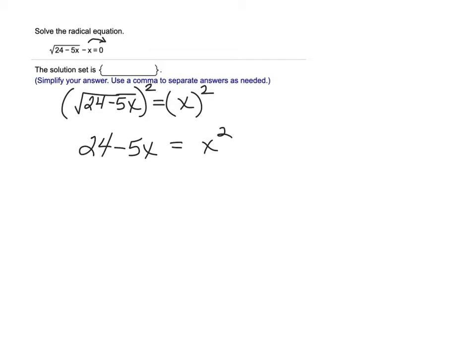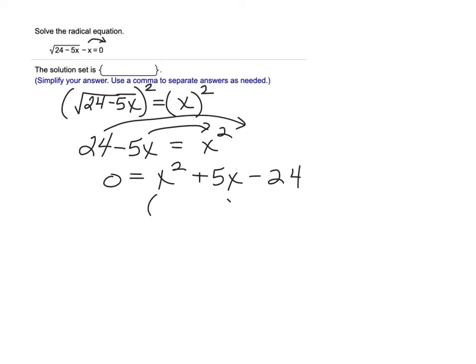So remember the quadratic, when you have x squared, we want to bring everything to one side, leaving 0 on the other. So I want to bring that over there and that too. So we have x squared. When I bring negative 5x over, I'm adding. When I bring 24, I'm subtracting.